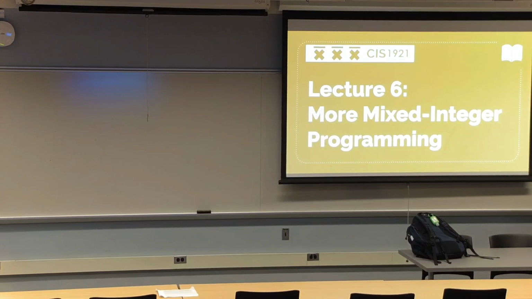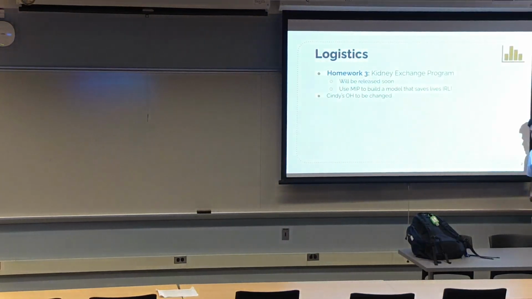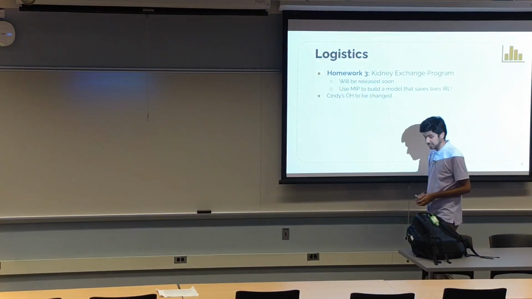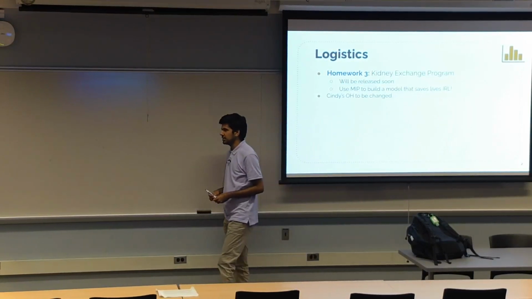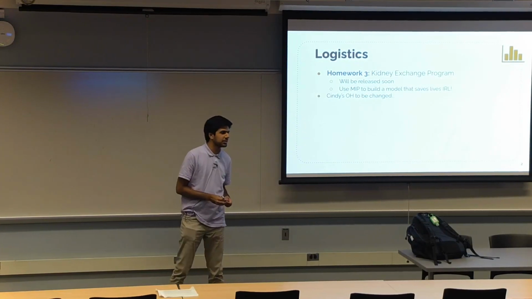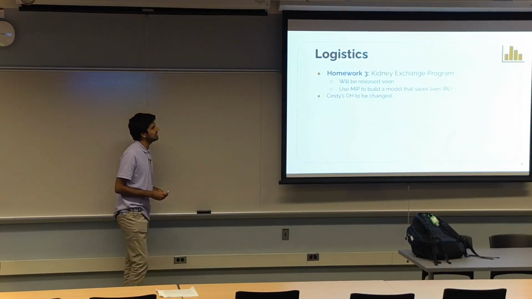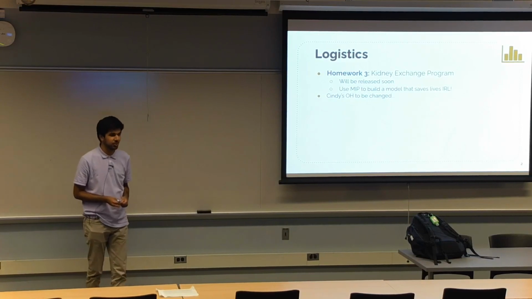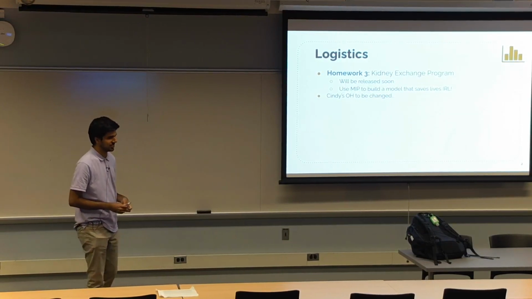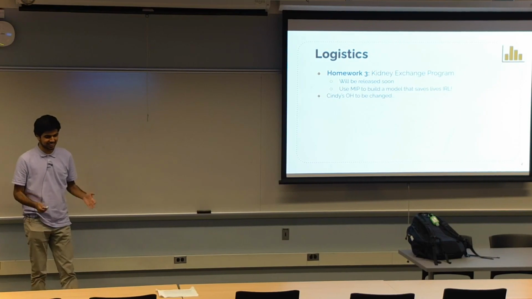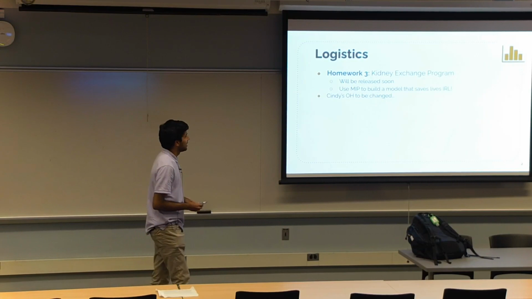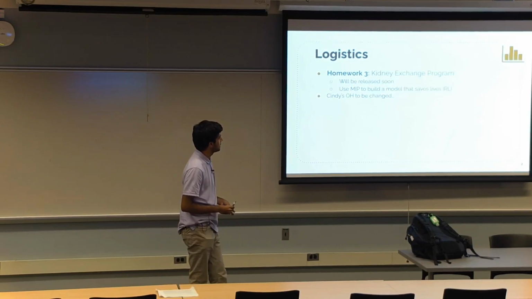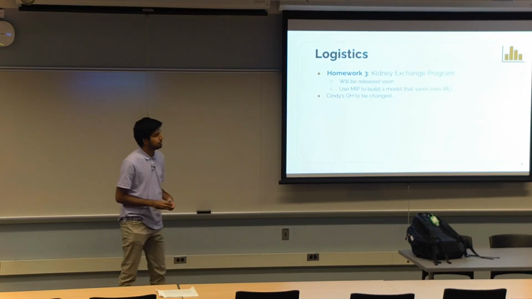Yeah, so let's see, this is lecture 6. We'll just dive into some logistics. So homework 3 will be released sometime this weekend. It's going to be a mixed integer programming based homework. You're going to be solving the kidney exchange problem, which is a real world problem that people face, where you need people to get kidneys, but only certain people's kidneys go with other people's kidneys. So this is a real life problem, and yeah, you're going to build a model that solves that.